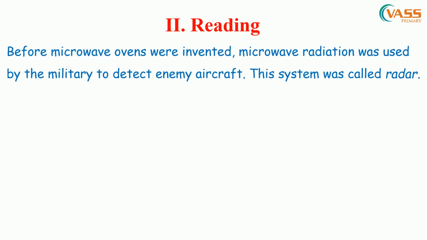Let's do some reading together. Before microwave ovens were invented, microwave radiation was used by the military to detect enemy aircraft. This system was called radar.